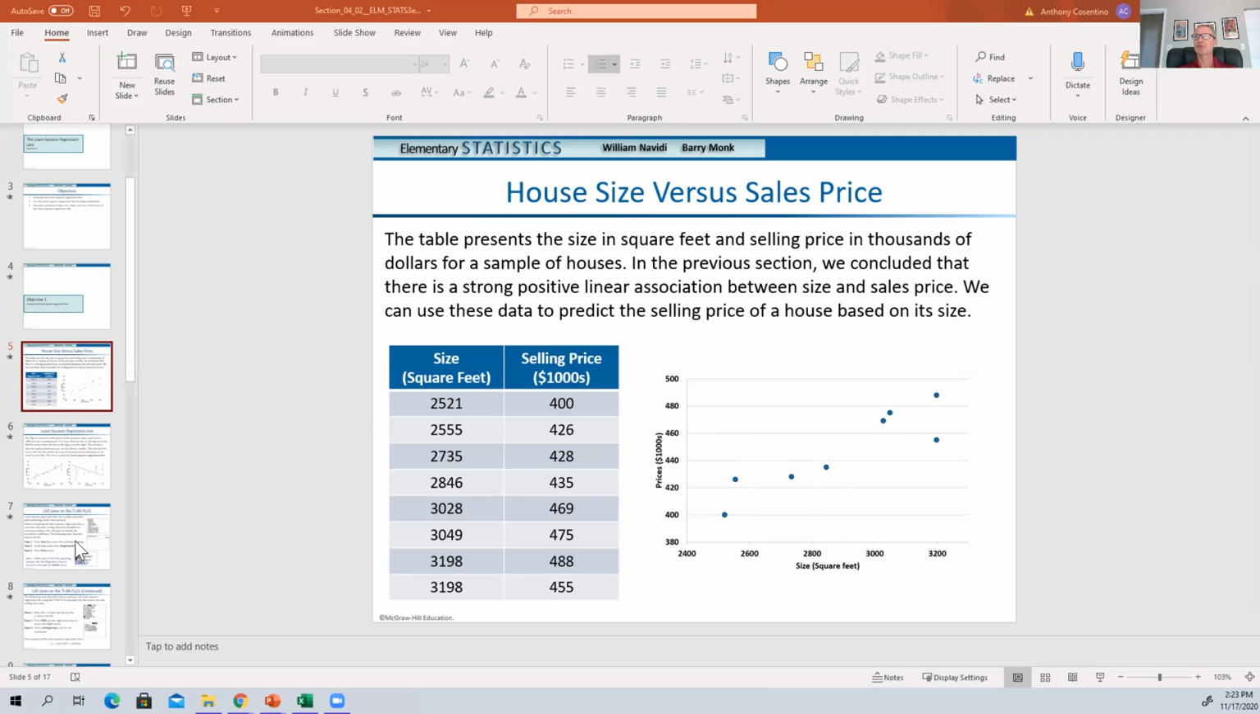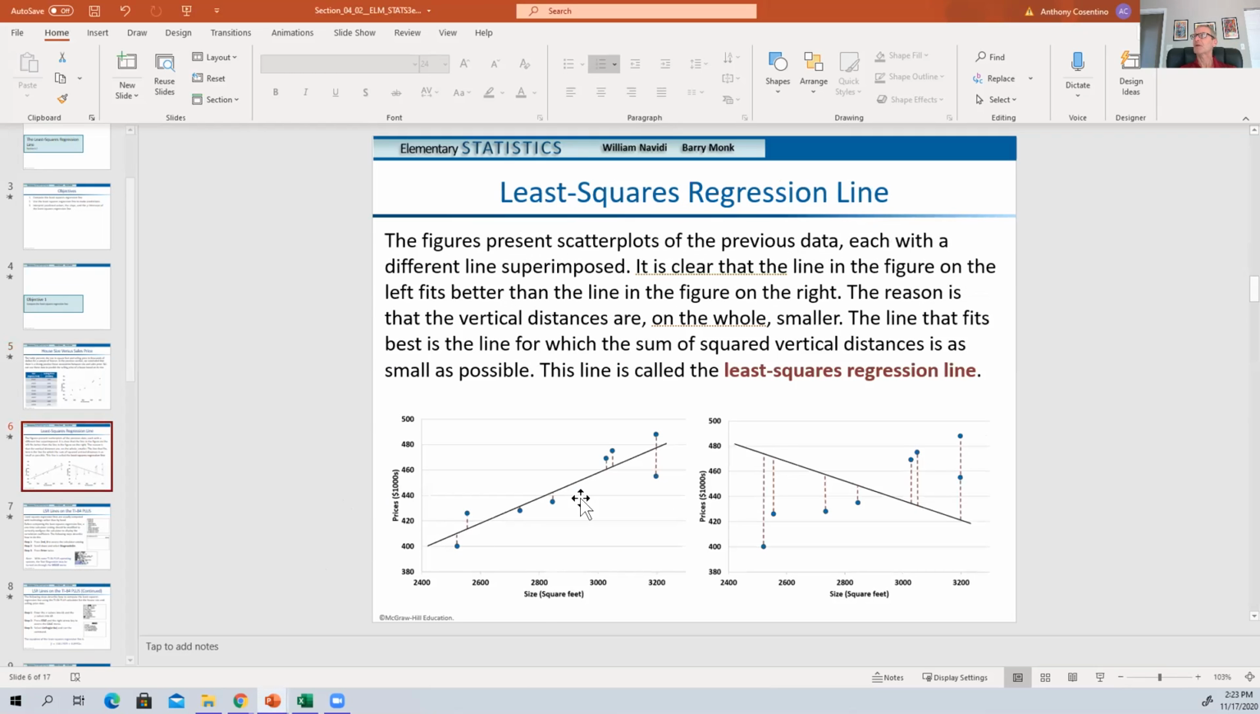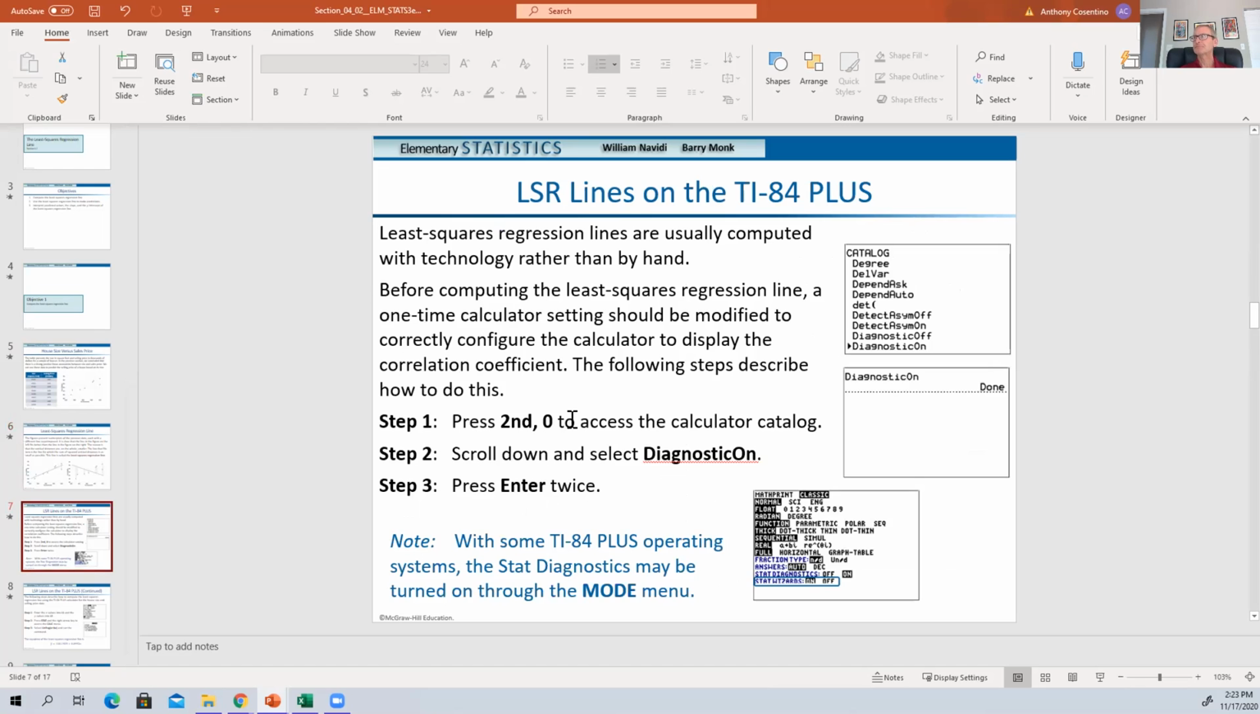To do this calculation, you do something called least squares regression analysis. Again, you can walk through this by hand. It's very tedious, or you could use technology, and that's what I'm going to show you. The idea here is that if you use the calculator, you have the data put in already, which is great. You do that via the scatter plot. And what it says here is these lines are usually computed with technology rather than by hand. I can put that in bold to make sure everybody sees that.